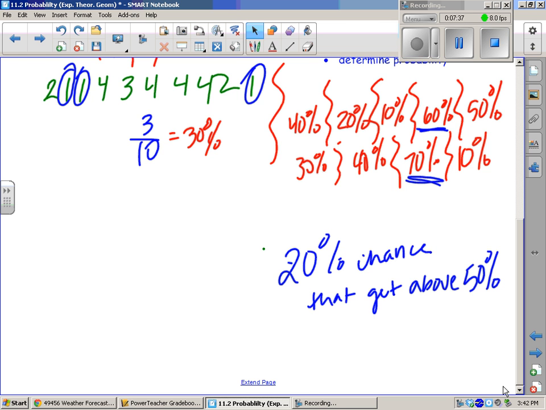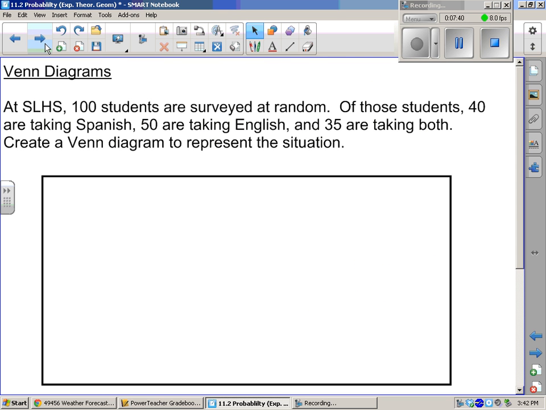All right, next. Venn diagrams, Mr. Venn. It says at Spring Lake High School, 100 students are surveyed at random. Of those students, 40 are taking Spanish, 50 are taking English, and 35 are taking both. Create a Venn diagram to represent the situation. So this big box is called the sample space, and she's putting 100 at the top because that represents the total number of students in the sample space, whatever population we're talking about. I just like to keep that in mind when I do the Venn diagram.